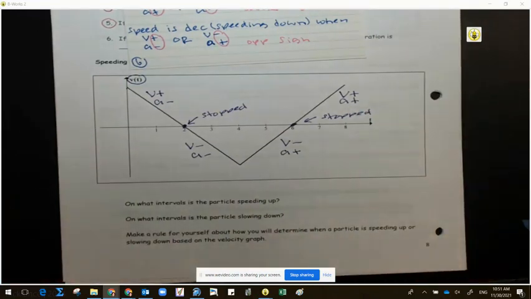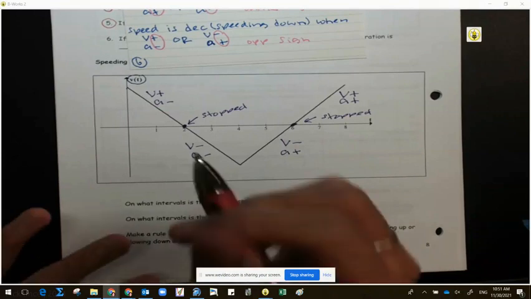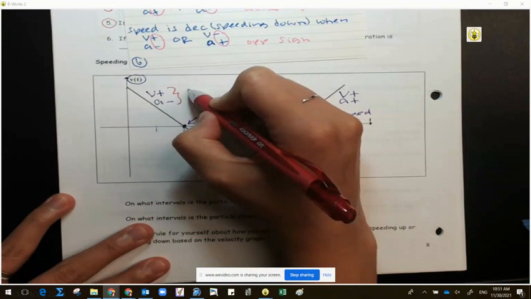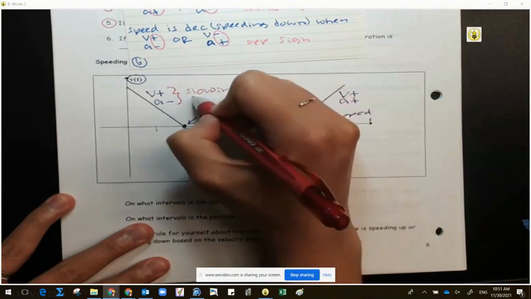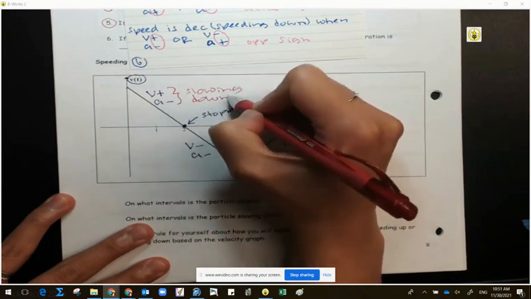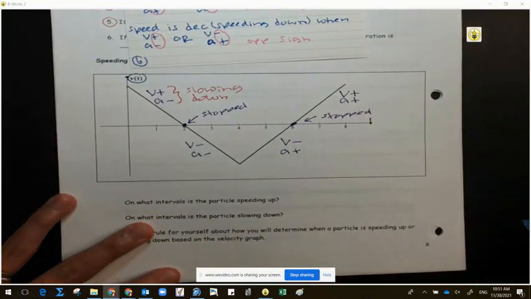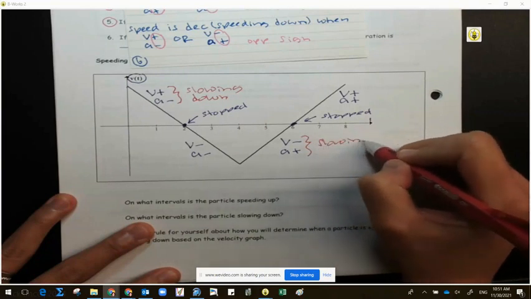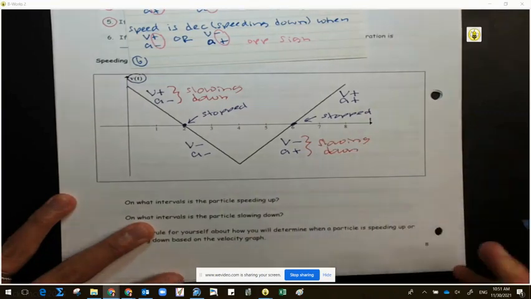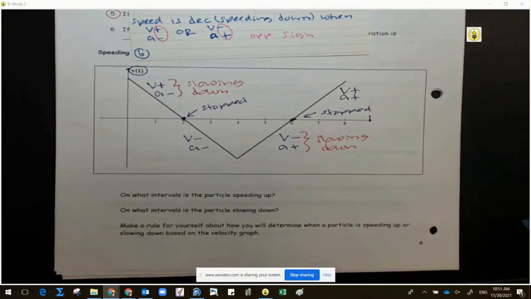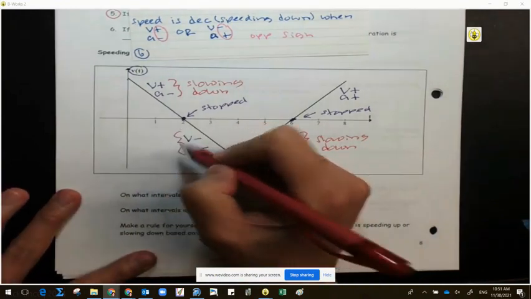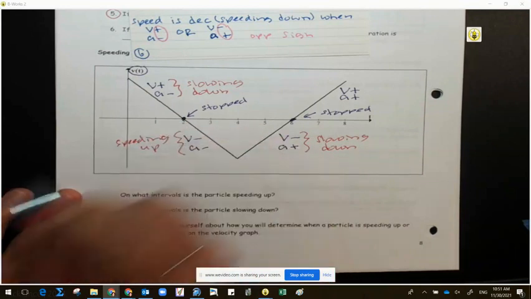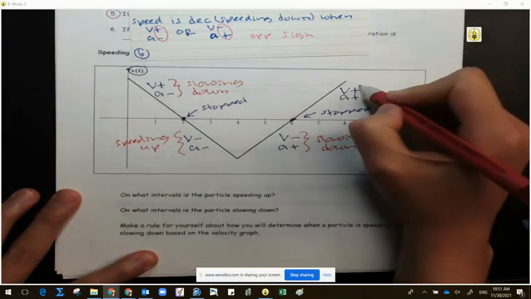So then let's write the relationship of the speed as we compare the velocity and acceleration. They're opposite sign, so it is slowing down. Where else are we slowing down? The bottom right, opposite sign, slowing down. And when the velocity and the acceleration have the same sign, what is it doing? Speeding up. And is the other one also speeding up? Yep.